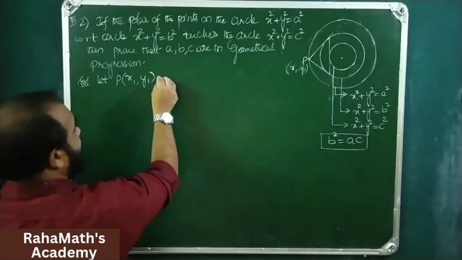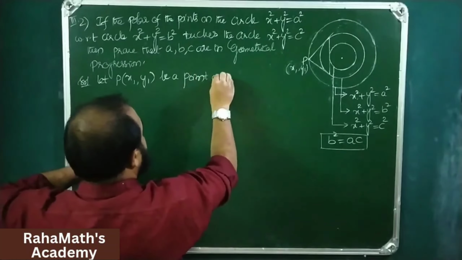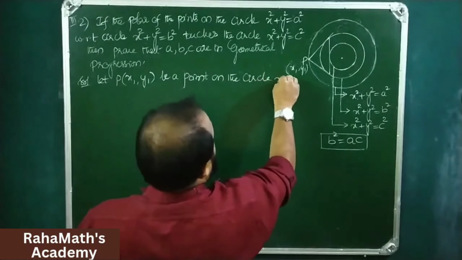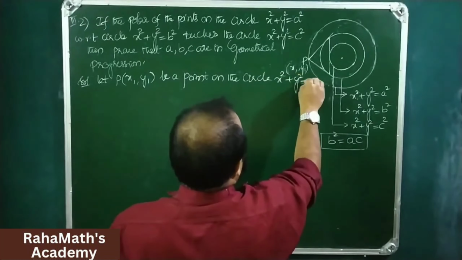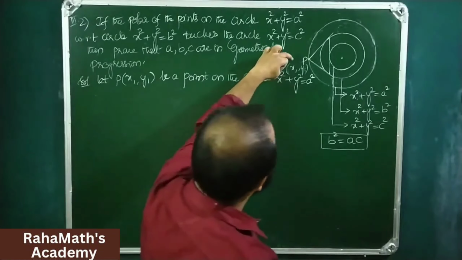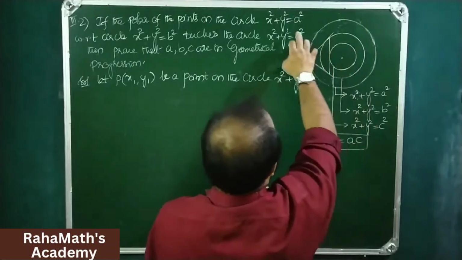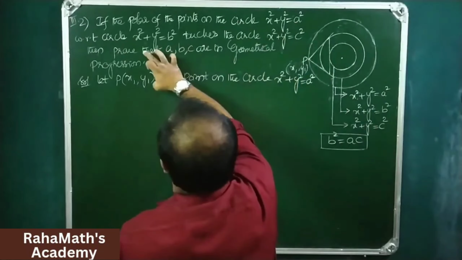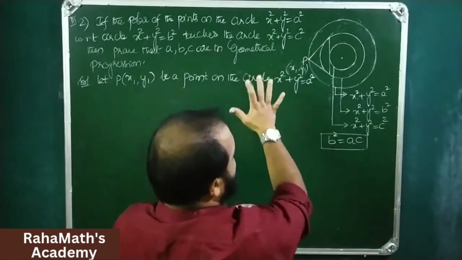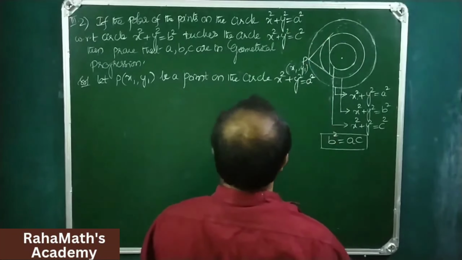So let P(x1, y1) be a point on the circle x square plus y square equals a square. That means whenever a point P(x1, y1) lies on the circle, see here there are three circles, all of which have the center origin. These three are the standard equations of the circle. This big circle is x square plus y square equals a square.